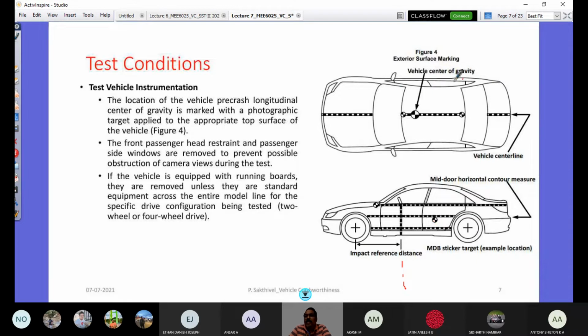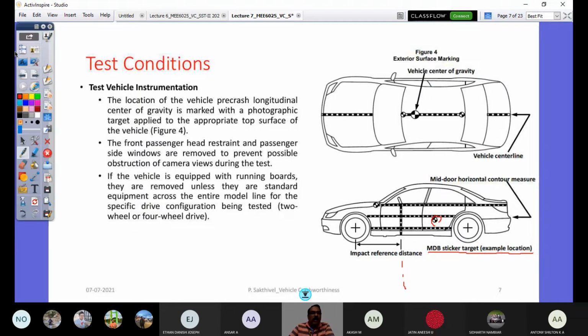So the vehicle center of gravity is all measured with respect to the distribution of load and so on. As you remove some and then add instrumentation and loading, this point would be calculated. So this spot is to refer to the CG location. And this is called the MDB striker target location.